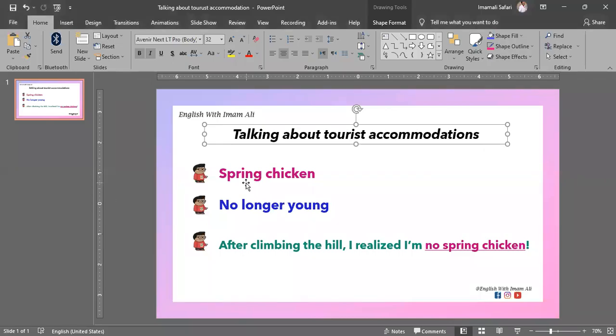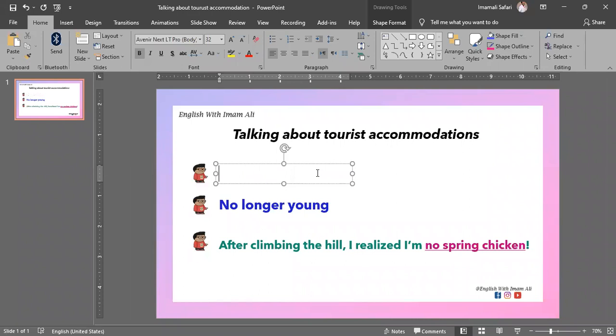Right. So today's lesson is about tourist accommodation. If you are going to other countries as a tourist, where do you have to live, and what do you have to do? We'll talk all about accommodation. Do you know what accommodation is?